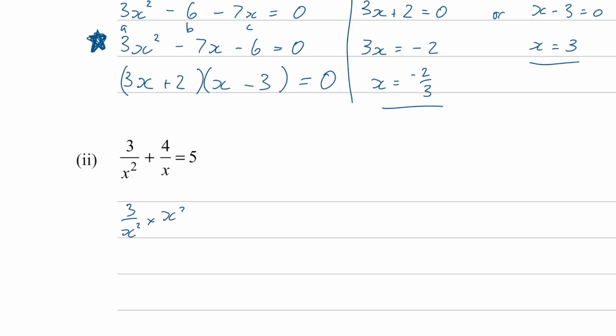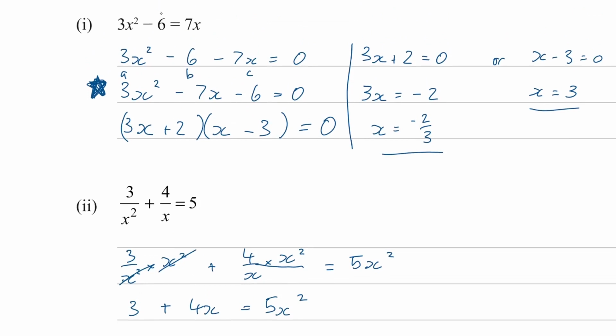I'll just write it out in full, but we'll see it simplifies nicely. 4 over x times x squared. And don't forget, if we multiply things on the left side by x squared, we need to also multiply things on the right side. And now 3 over x squared times x squared, the x squareds cancel, and we're left with 3. Plus, over here, we can just extend that fraction line. x squared divided by x is x, so we're left with 4x. And of course, on the right hand side, we're still left with 5x squared.